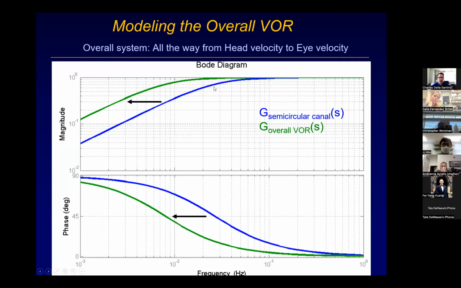So there are a couple of things just empirically. What we can see is that whatever the brainstem is doing, it's changing the behavior of the system from what the semicircular canals were doing to what the overall VOR is doing. And it's a little underwhelming, to be honest. All that it seems to do is that your brainstem is making the system work better at lower frequencies. Who cares? Like 0.01 hertz is super low frequency. Why would you even care?